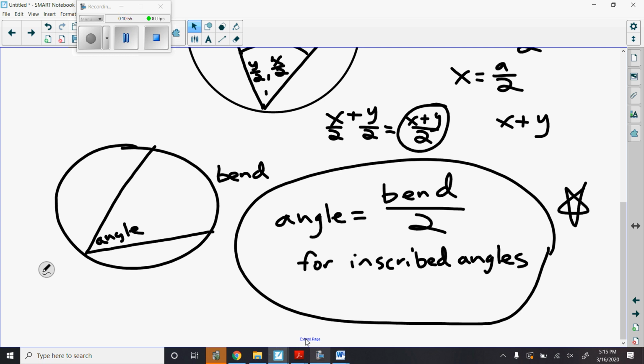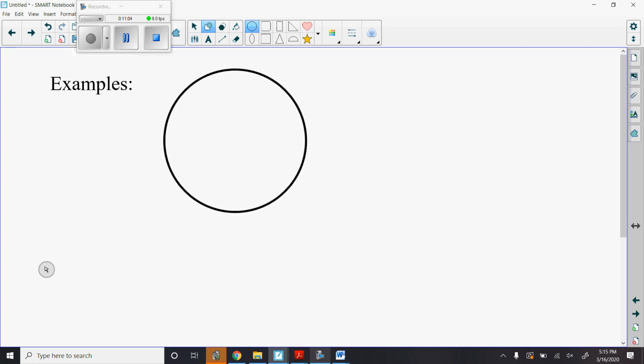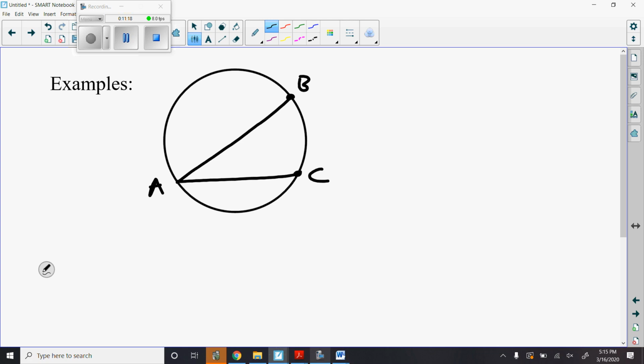So let's take a look at some examples. So here's what we know. We know that bend is 102 degrees. My question then is, what is the measure of angle A? I want to know what the measure of angle A is. So I'm going to put an X in for it. And I know my formula. I always want to go back to this because sometimes we're taking the number divided by 2, sometimes we're going to multiply by 2. I want you to think of it this way. Angle equals bend over 2.